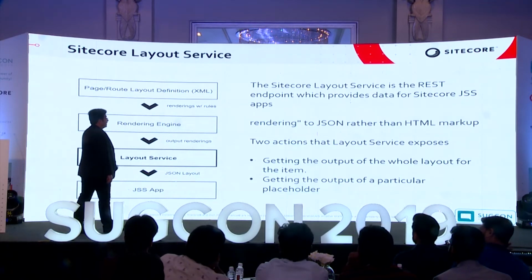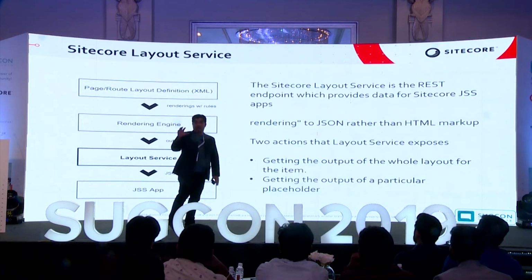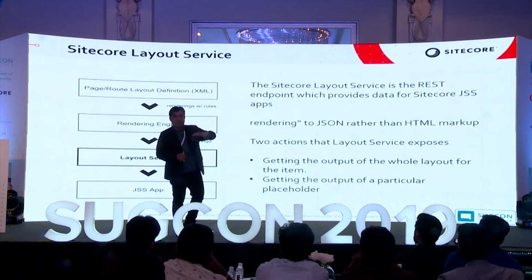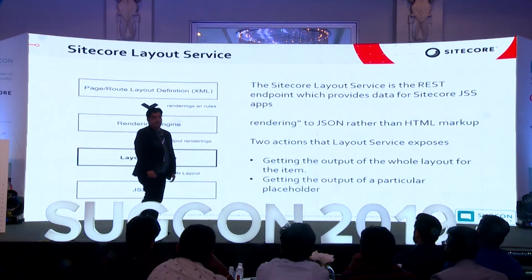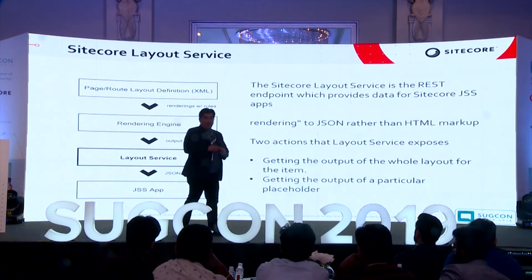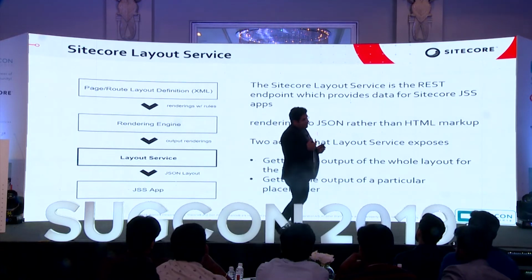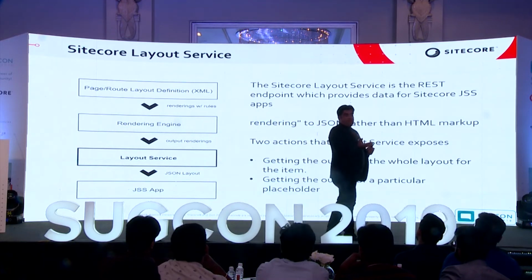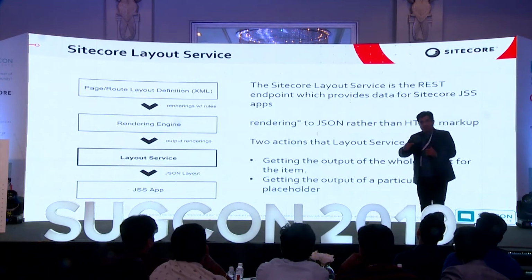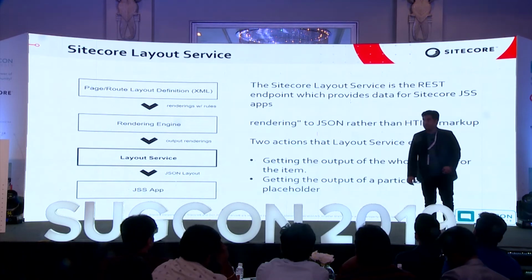There are two actions that Layout Service exposes. One is getting the output of the whole layout of that particular item. So everything that the item contains in that layout will be presented to you in JSON format. Or getting the output of a placeholder. So if you want to play around with only part of that, you can also do that. It's relevant in case you're building a mobile application, for example, and you don't want to render the whole page on the mobile, but only part of it. So you can use those to render particular placeholders.